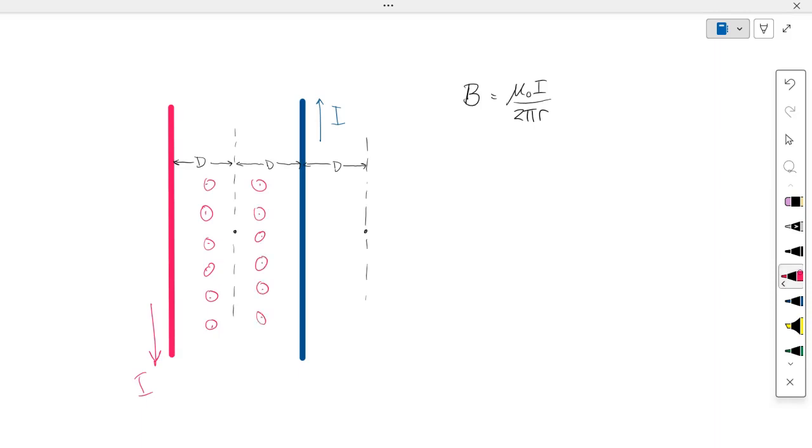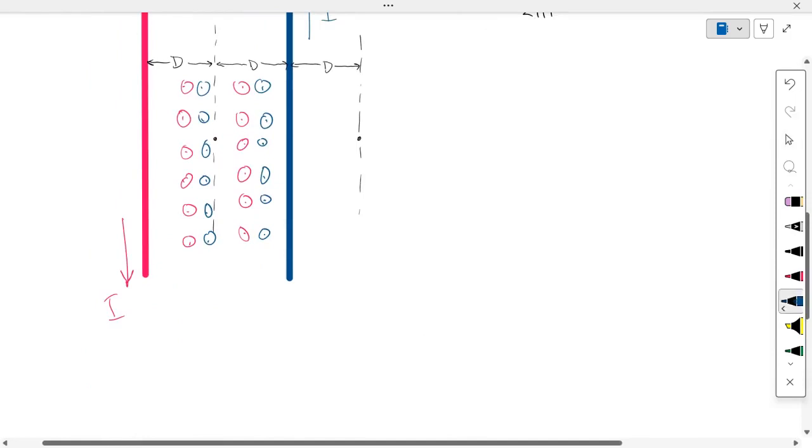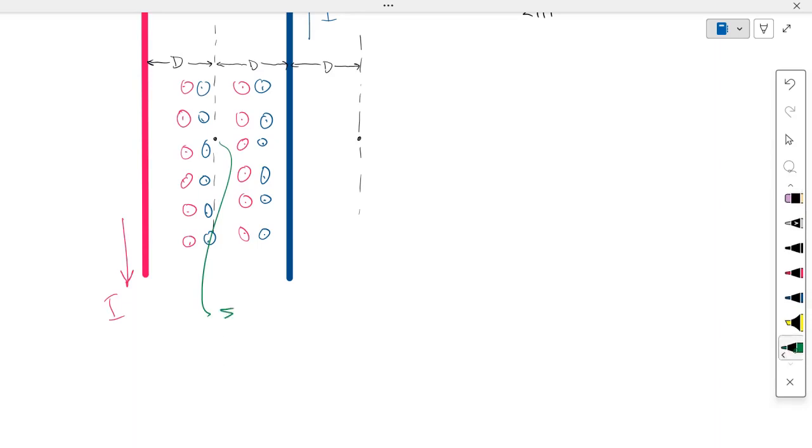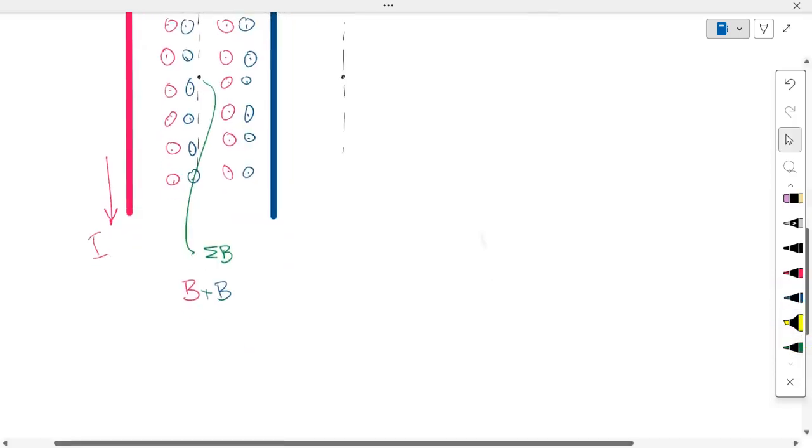And okay, now let's put our right thumb upward to find the field made by this current carrier. And in between these wires, well, guess what? My right fingers also point out of the page. So in there, the field contributions from each current carrier point in the same direction. So here, I would say that how about this? The net magnetic field is, let's see, that one plus that one, because they point in the same direction.